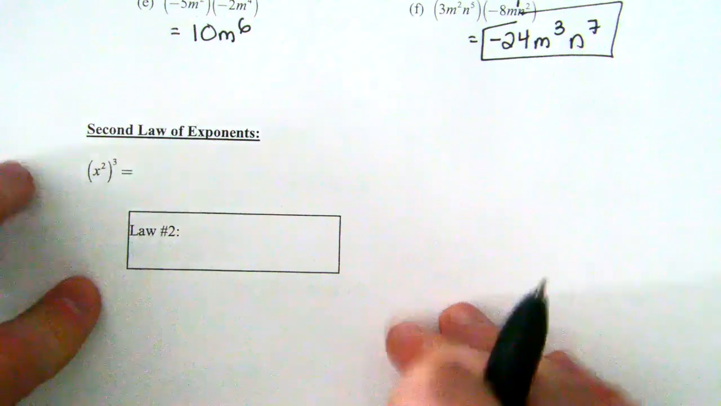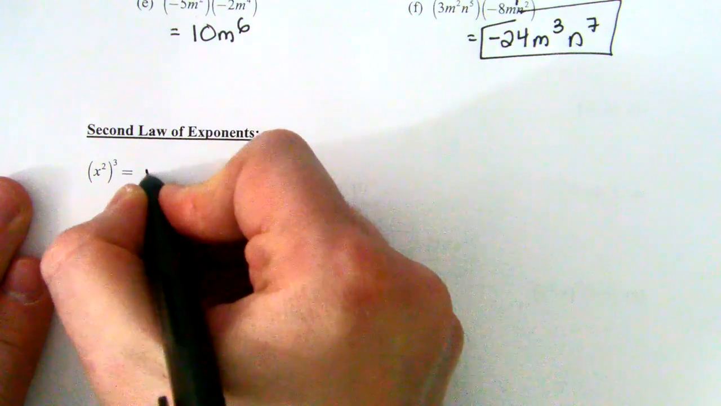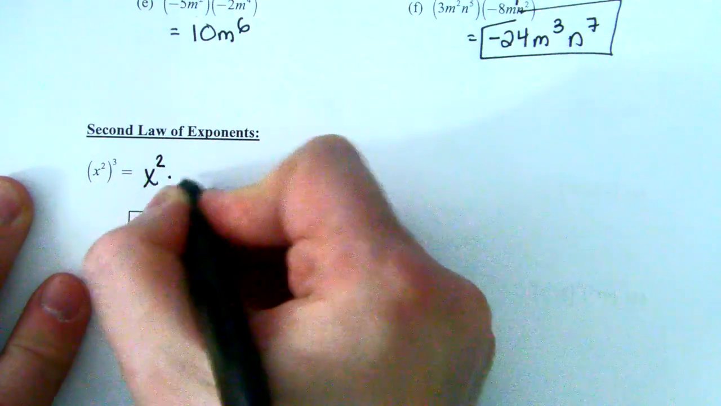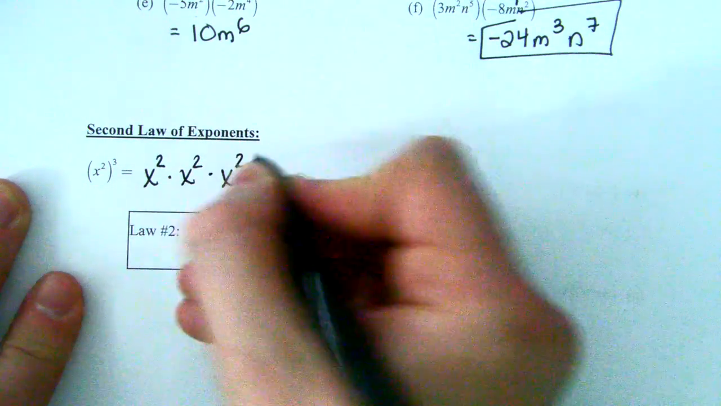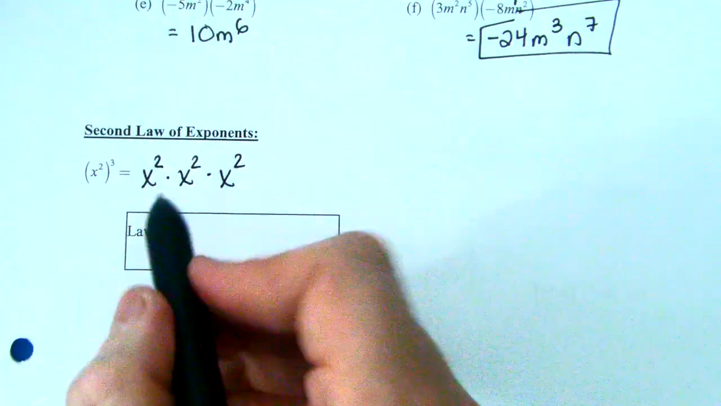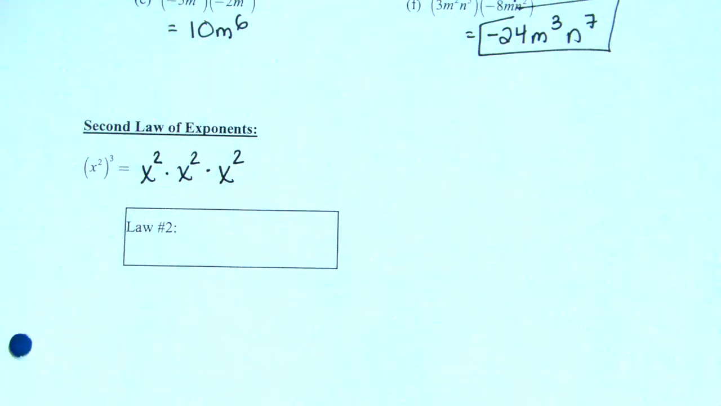Second law. X squared cubed is like saying x squared times x squared times x squared. Well, what is x squared times x squared times x squared?